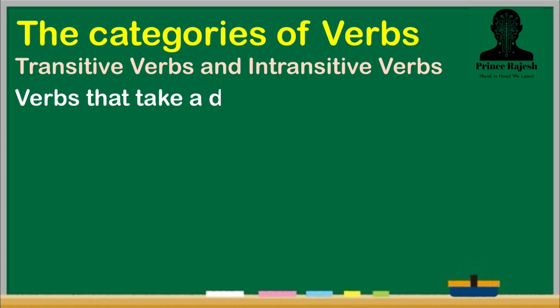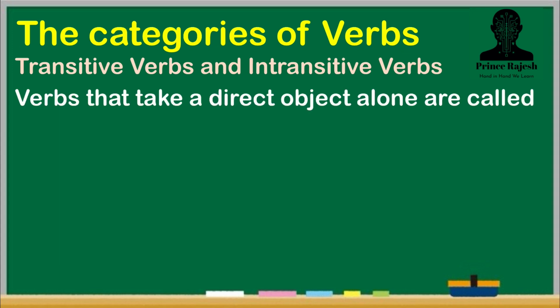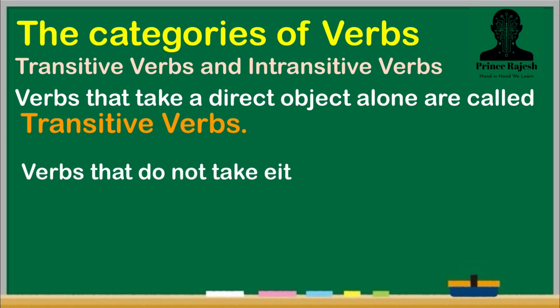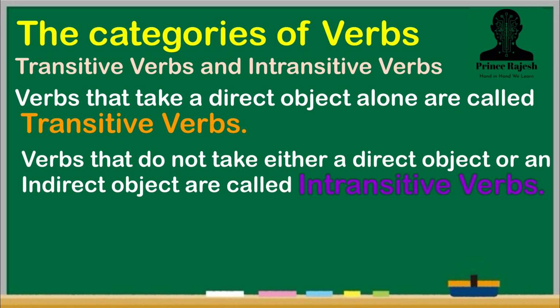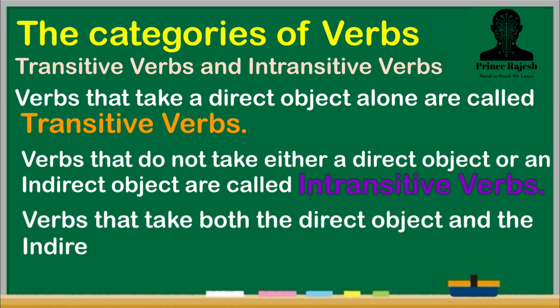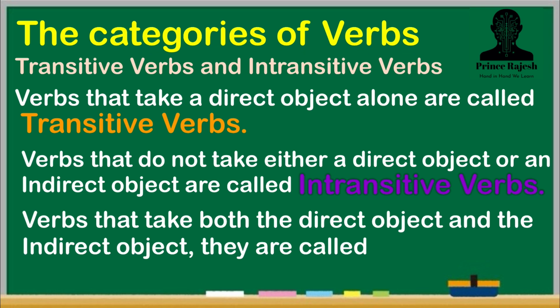Verbs that take a direct object alone are called transitive verbs, and those verbs that do not take either a direct object or an indirect object are called intransitive verbs. There is yet another category of verbs that take both the direct object and the indirect object, and they are called ditransitive verbs.